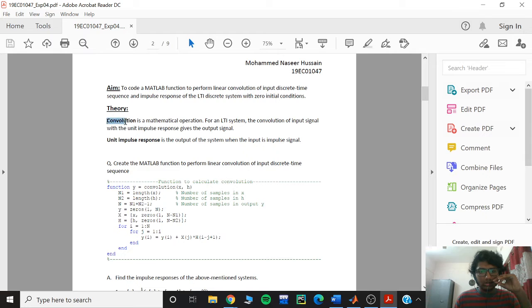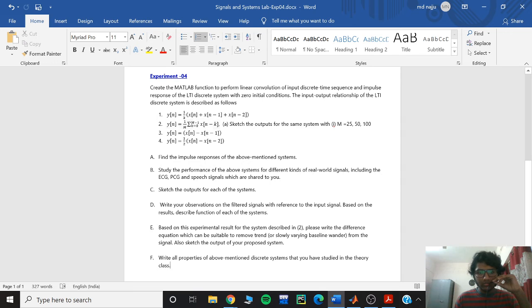So first, what is convolution? Convolution is nothing but a mathematical operation. For an LTI system, the convolution of the input signal with the unit impulse response of the system gives us the output signal. So what is unit impulse response? A unit impulse response is nothing but the output of a system when the input is an impulse signal, that is delta function. So we are given these four systems.